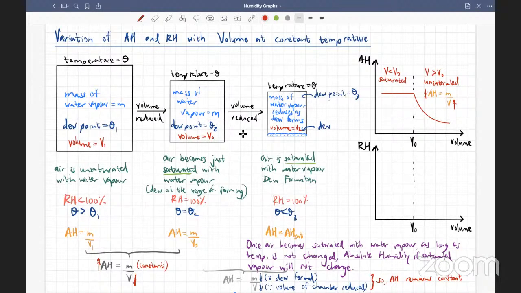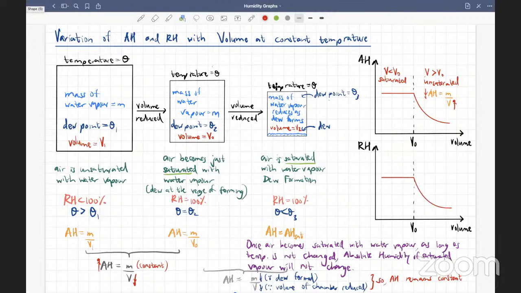RH, surprisingly, will also have the same shape. Why? Look, when the volume is less than V naught, the system is saturated. If the system is saturated, what is RH? RH is 100. When the system is saturated, RH is 100. And when the system is unsaturated, RH will reduce like this. I will explain why. Don't worry.